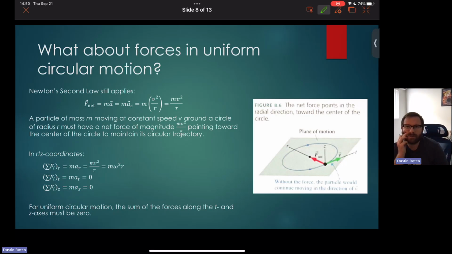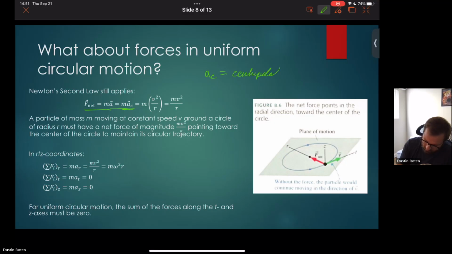Okay, so what about forces? We know how to talk about velocity and acceleration in uniform circular motion, but because we do have this constant acceleration, we can actually talk about forces. Newton's laws actually hold up. So Newton's second law, F equals ma, still works. We know that we have an acceleration, but this time it's a centripetal acceleration. So we can extend Newton's law and just change it to ma sub c, where a sub c equals centripetal acceleration.